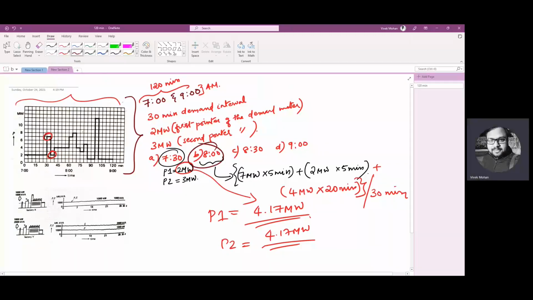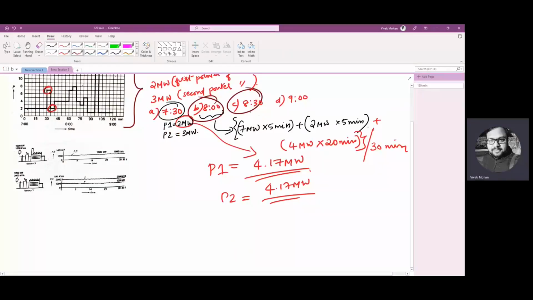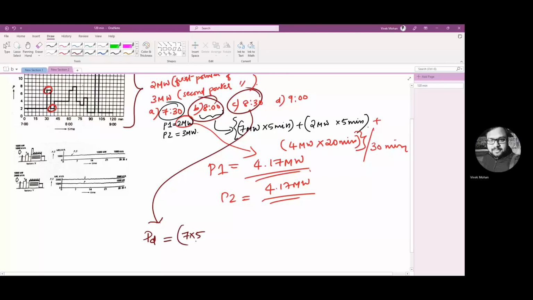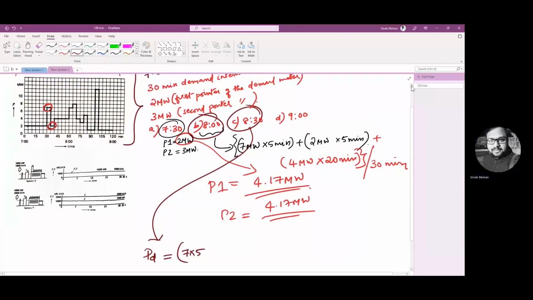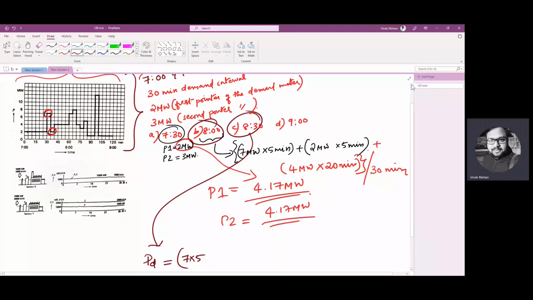Now comes 8:30. What about 8:30? The demand between 8 and 8:30, we have to find again from the plot. How will we find it? So PD is the demand, 7 into 5, from the plot. Okay, let's check the plot. I'll show both on the screen. Here is the plot.